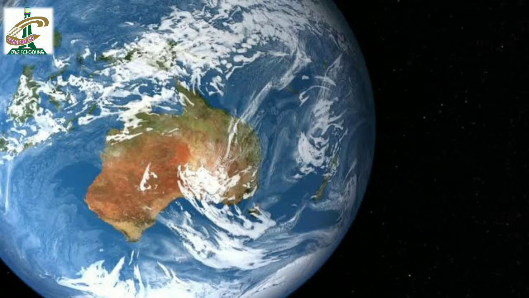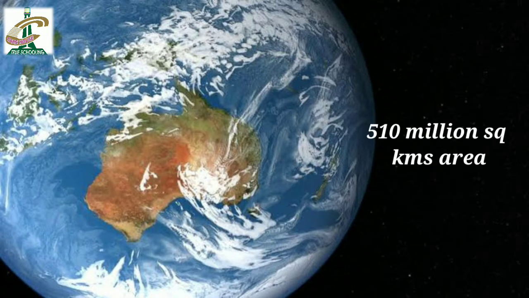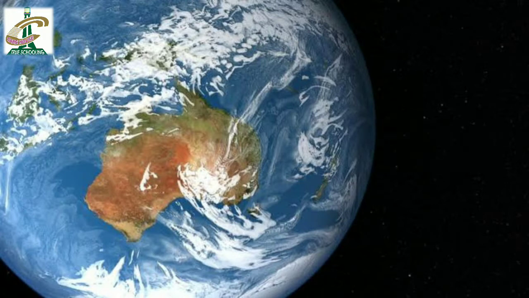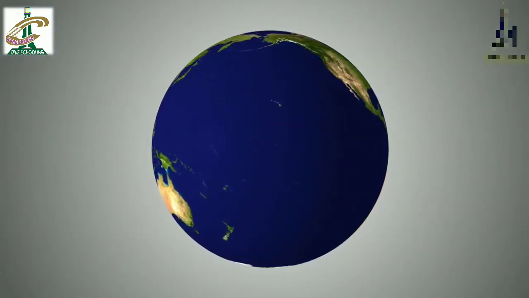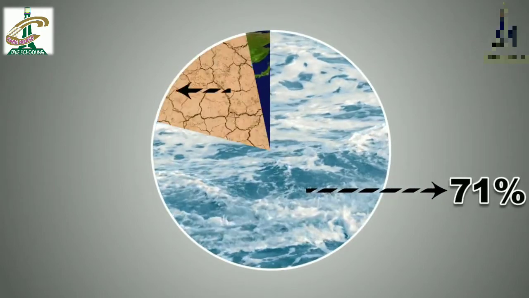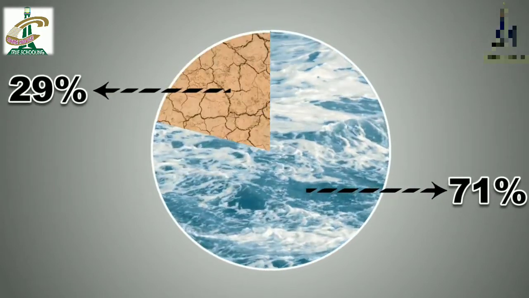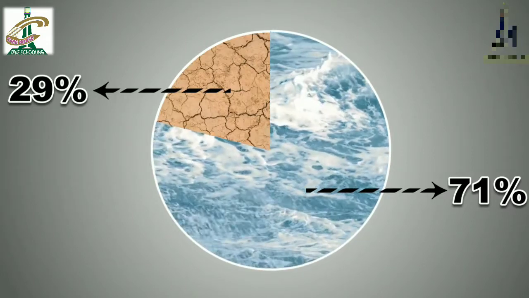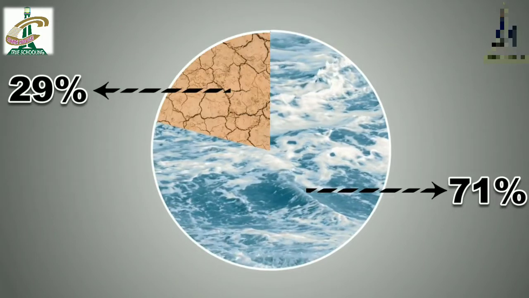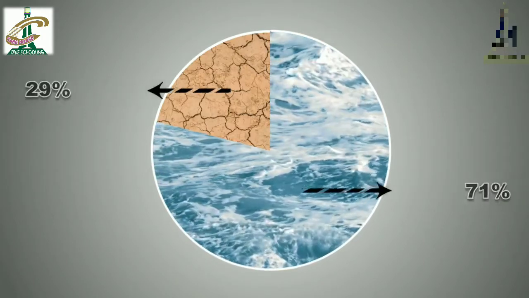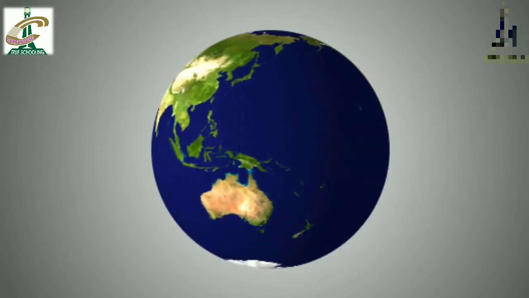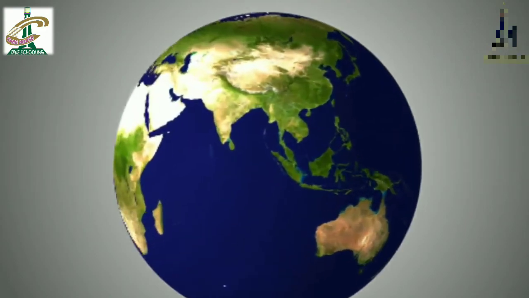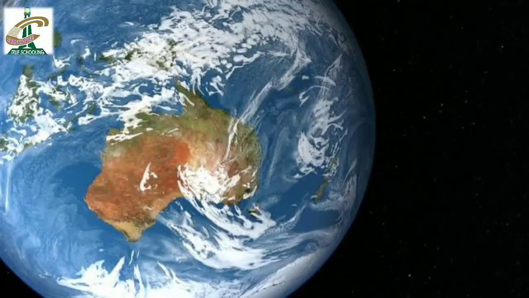Dear students, our Earth has 510 million square kilometer area. It has two portions, land and water, and about 29% of our earth is comprised of land and 71% is covered by water, which means if we divide our earth into four equal parts, only one part will represent the land area and the other three parts will represent water area.